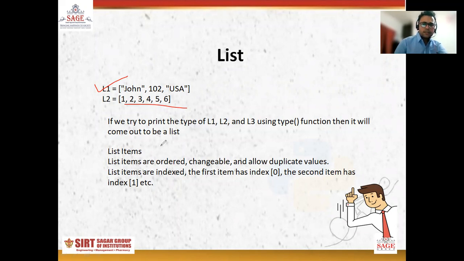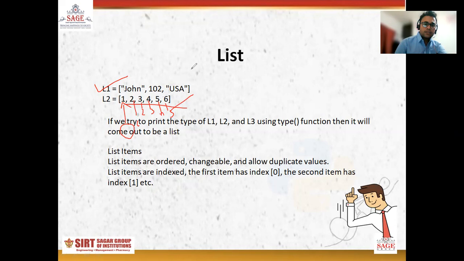Another part is list items. List items are ordered, changeable, and allow duplicate values. List items are indexed. The first item has index 0, right, which I showed you in earlier classes. The second item has index 1, then it will be 2, 3, 4, 5. So these are the indexes.